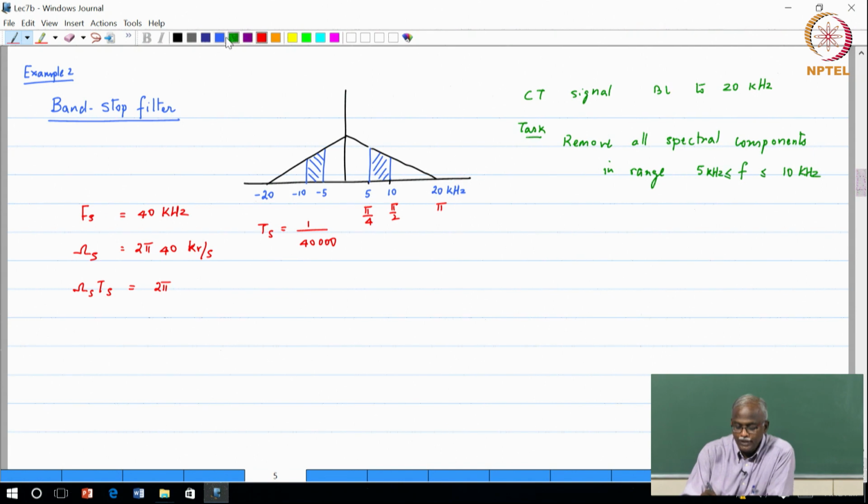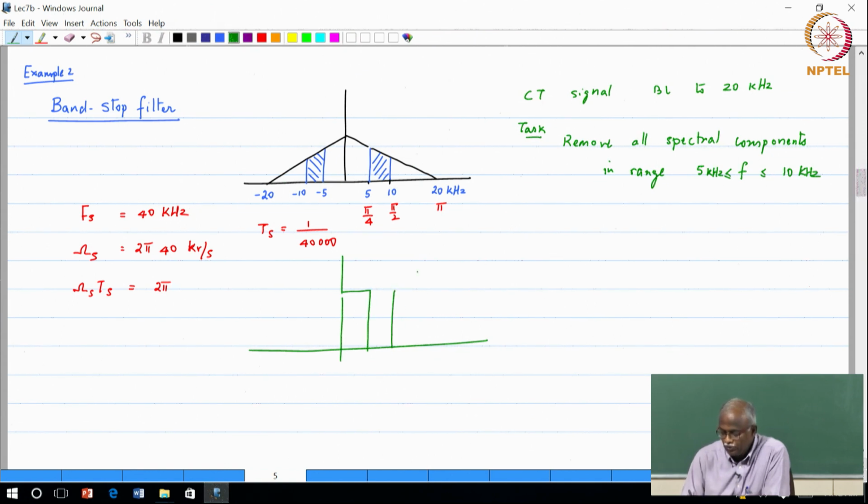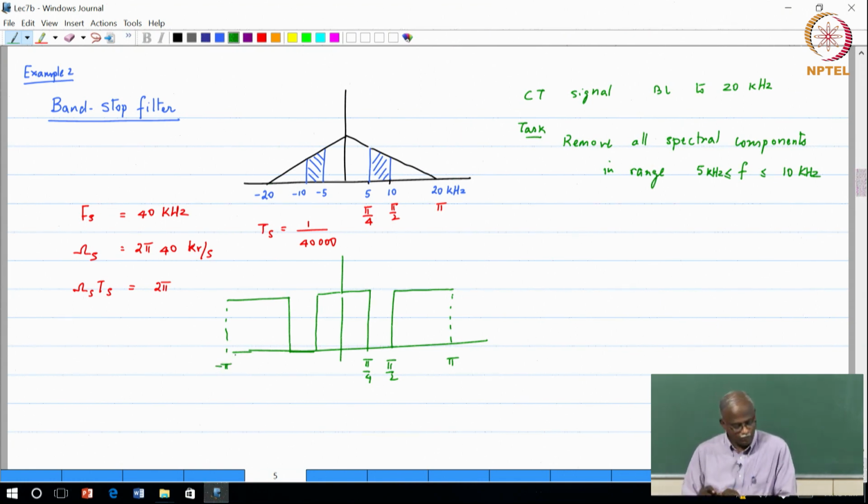So, the corresponding discrete time filter would be a band stop filter. I would pass all frequencies from 0 to pi by 4, cut off the frequencies from pi by 4 to pi by 2, and then allow the remaining frequencies, pi by 2 to pi, to pass through. If it is real valued, it will be symmetric, so I get another stop band on the other side, and this is at minus pi. So basically this would be the filter that we are designing. Okay, so this is observation number 1. This is how you would design a filter given the constraint.